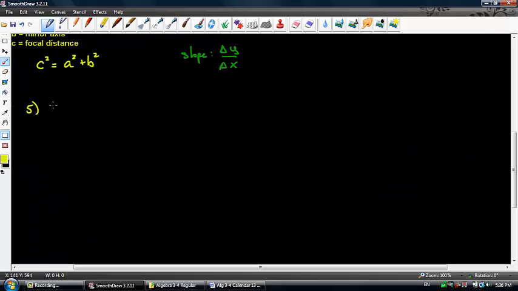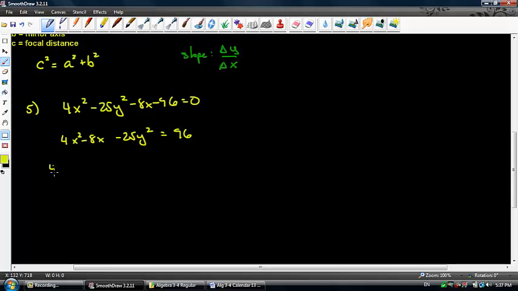All right, number 5. I'm going to do one example of completing the square with a hyperbola. It's kind of the same thing as the ellipse. So what I'm going to do is rearrange all this stuff and move 96 over to the other side. So I'm going to say 4x squared minus 8x minus 25y squared equals 96. I'm going to factor out a 4, and I'm going to have x squared minus 2x minus 25y squared equals 96. Now I'm going to add the box. And I'm going to add the box on the other side, except the box, remember, it interacts with the 4, so it's going to get multiplied by 4.